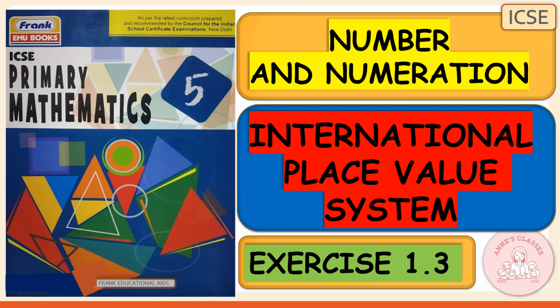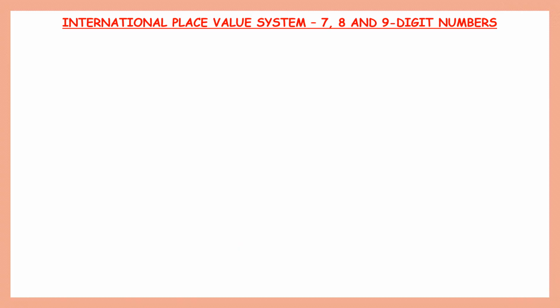Let's do number and numeration, and let's do the International Place Value System exercise 1.3. So let's study about the International Place Value System having 7, 8 and 9 digits. In the previous video, we learned about the Indian Place Value System with 7, 8 and 9 digits.